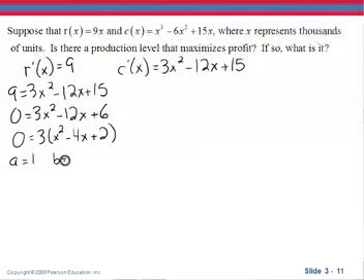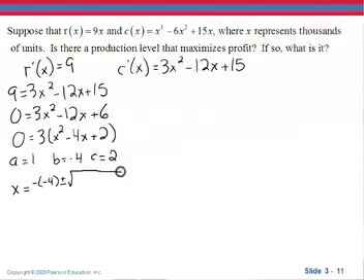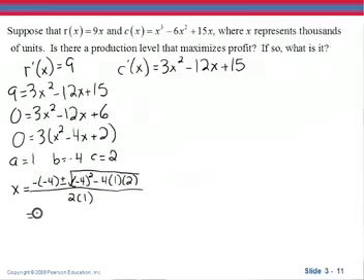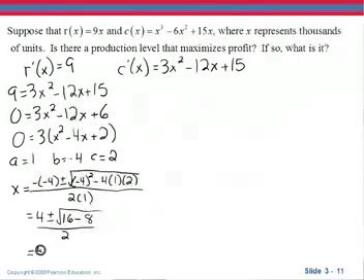So if I want my solutions here, I'm going to have to use the quadratic formula. A is going to be 1, B is going to be negative 4, and C is going to be positive 2. So x here will be negative b, negative negative 4, plus or minus the square root of b squared, negative 4 squared, minus 4ac, minus 4 times 1 times 2. And this is all over 2a, so 2 times 1. Negative negative 4 is 4. Negative 4 squared is 16. Minus 4 times 1 times 2 is 8. And that's all over 2. Gives us 4 plus or minus the square root of 8 over 2.